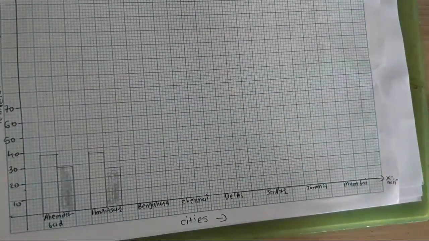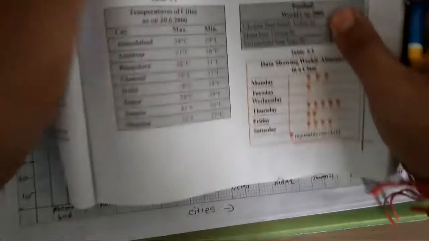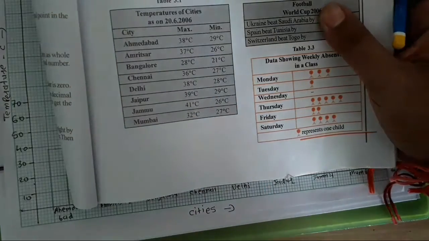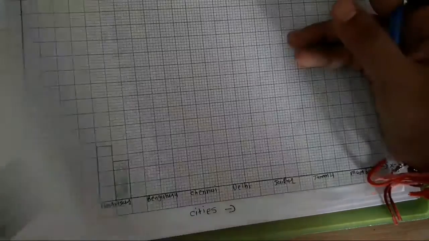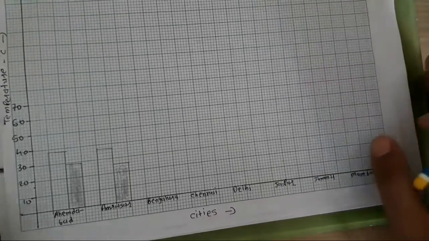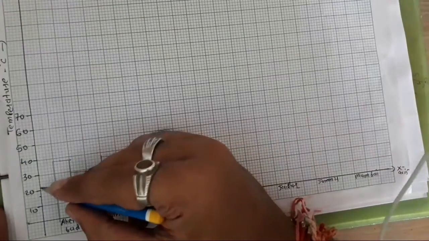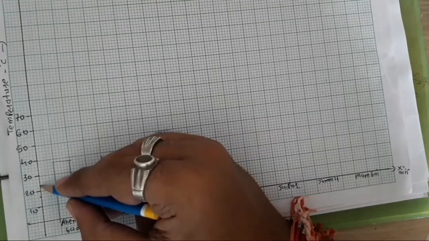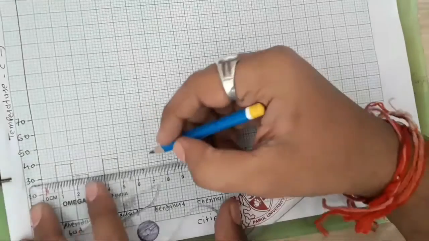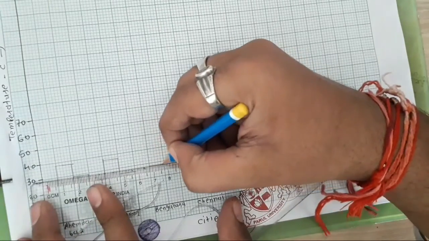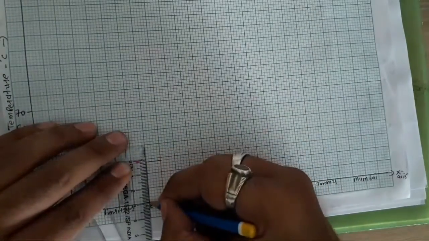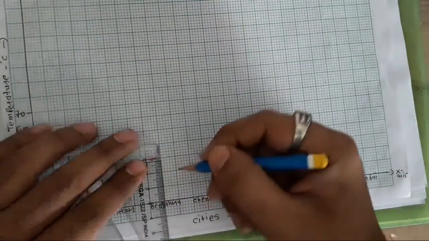Now for Bangalore, the maximum temperature is 28 degrees centigrade and the minimum is 21. To represent that, 28 lies between 20 and 30, as we did earlier: 22, 24, 26 and 28. So here at 28 I will mark the bar, which represents the maximum temperature of Bengaluru city.